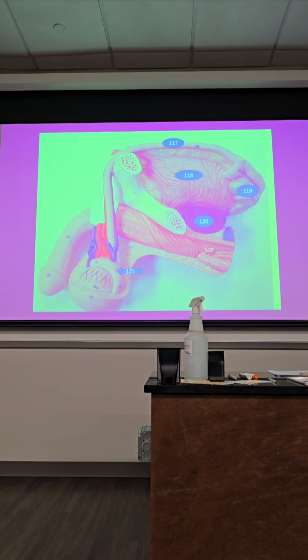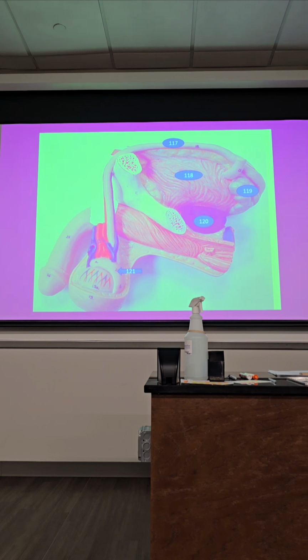Are we looking at the male reproductive system? Okay, does this look familiar to you? Yes. Alright, good. So let's say 117. What's 117? Vas deferens. What about 118? The urinary bladder. What about 119? Seminal vesicle. What about 120? Prostate.